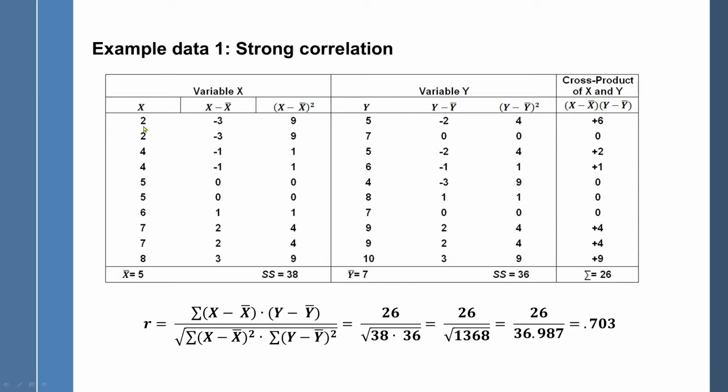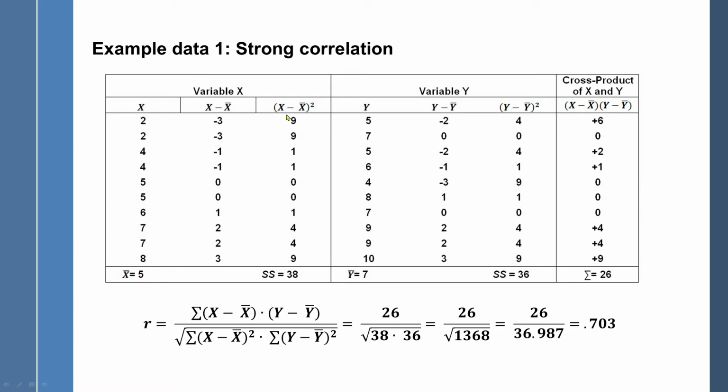So our first participant is 3 units below the mean for variable x. The third participant is 1 unit below the mean on variable x. The last individual in the series of 10 is 3 units above the mean of variable x.